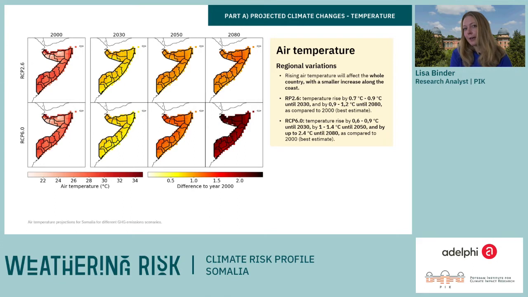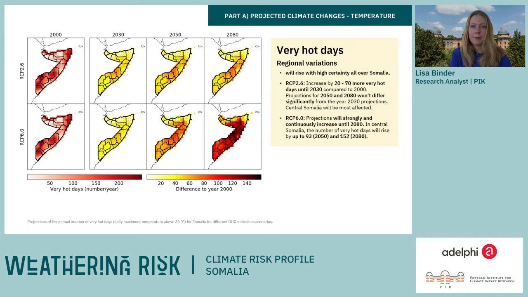If we are looking at the higher emission scenario, RCP 6, temperature changes will develop more or less similar to the lower emission projections until 2030. But the long-term scenarios under RCP 6 project significantly stronger increases, and we can expect temperatures to rise by up to 2.4 degrees until 2080 in the most affected regions. Regional variability, as you can see in this map, will also be much higher, as coastal regions will be less affected than the interior of the country.